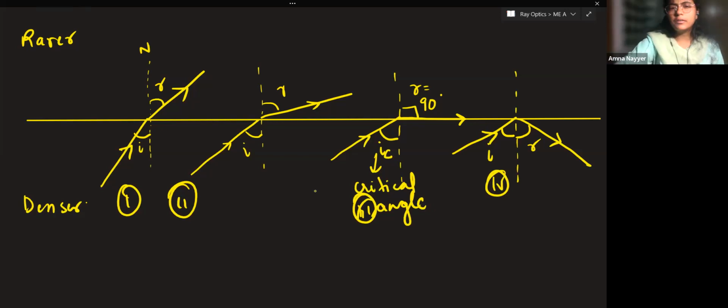In the fourth, did we keep the angle the same? Did we keep the angle exactly the same? No. What were we continuously doing? We were increasing the angle of incidence. So I was increasing the angle of incidence from 1.